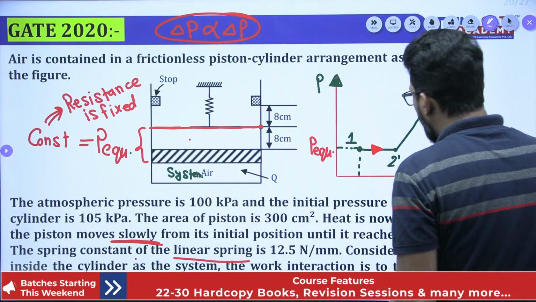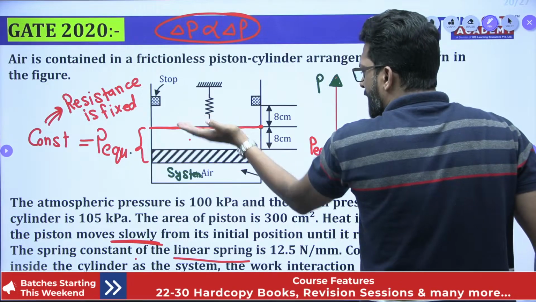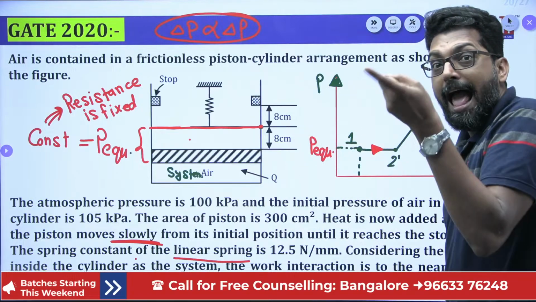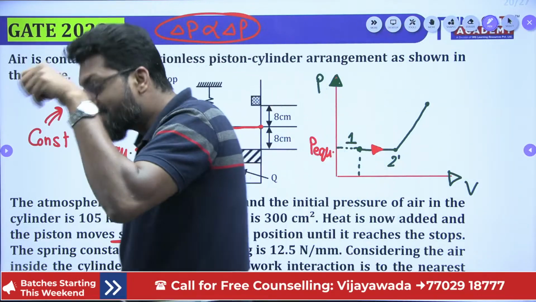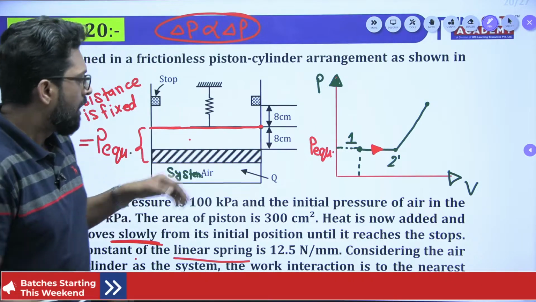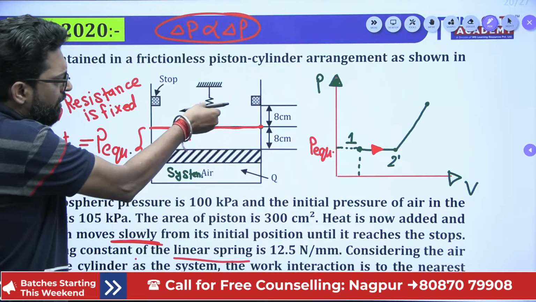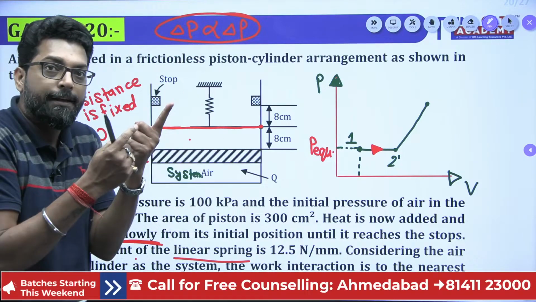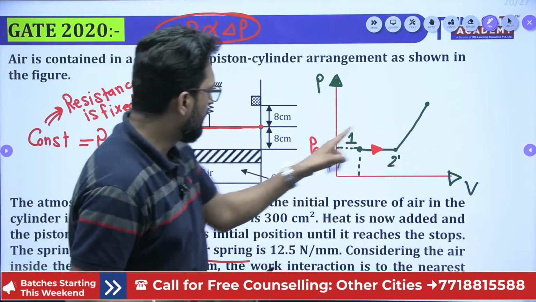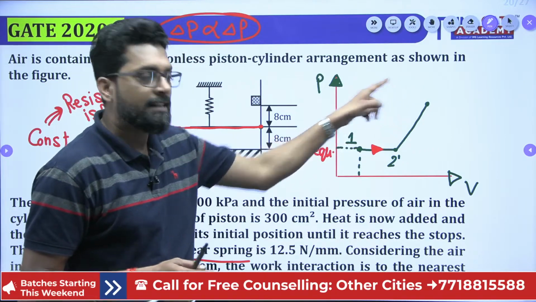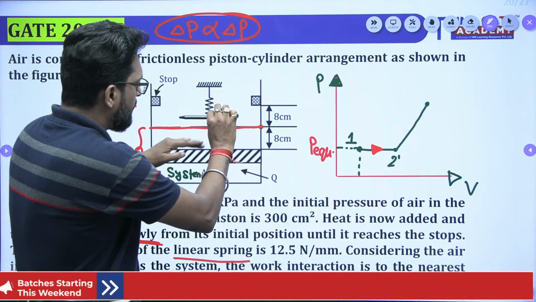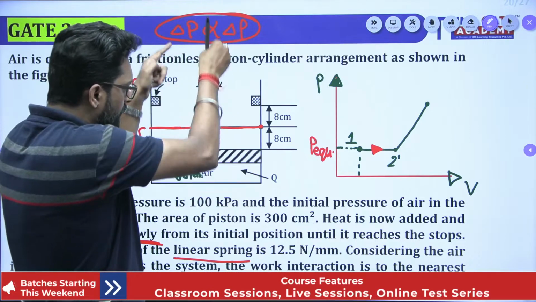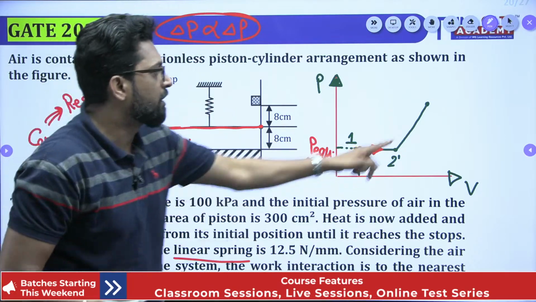to here. Why? Because when it touches and you continuously supply the heat, the piston will try to compress the spring, and during the compression the resistance will vary. The spring will exert more and more force. That means resistance varies according to the volume. As volume varies, pressure will also vary. If it tries to compress, the volume inside the cylinder will increase, and the resistance will also increase. So pressure will also increase.